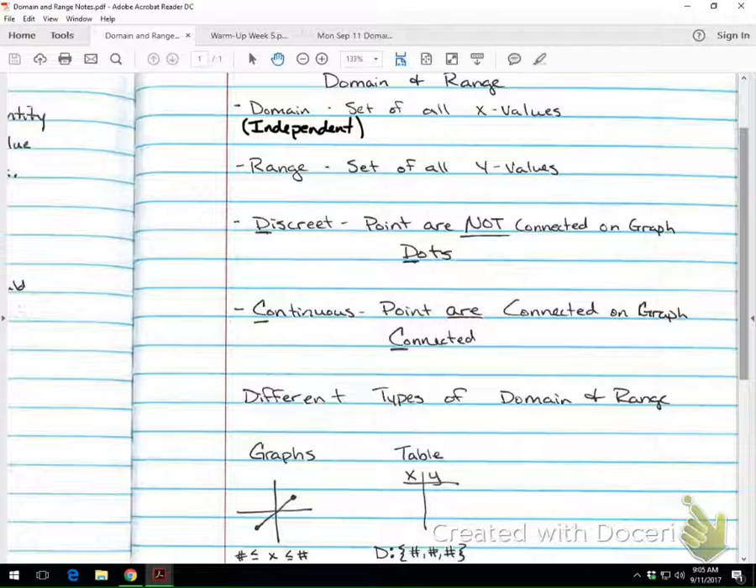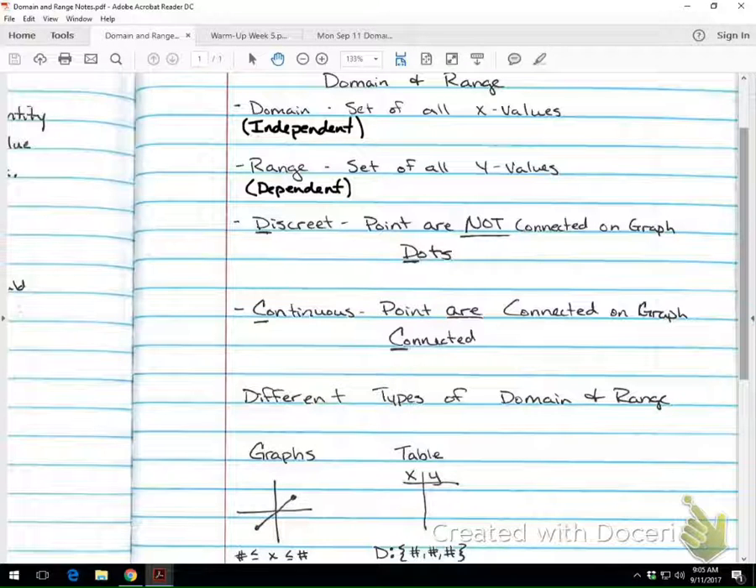Okay? Range, set of all y values. So what's the other one? Dependent. Okay, good. So range, dependent, and y all go together. Okay? So domain is your x. Independent is your x. So domain and independent are both your x. Range is your y, dependent is your y. So range and dependent is your y. Okay?